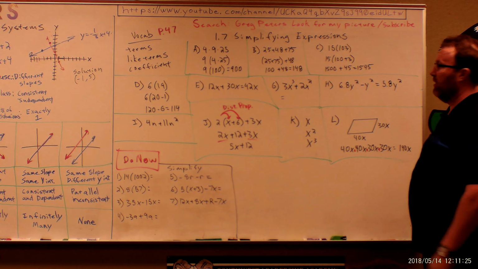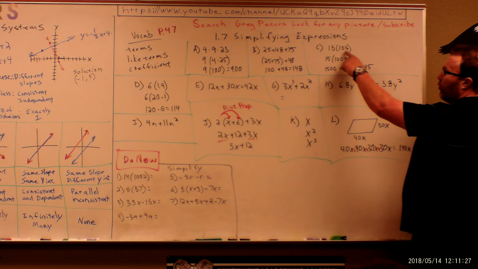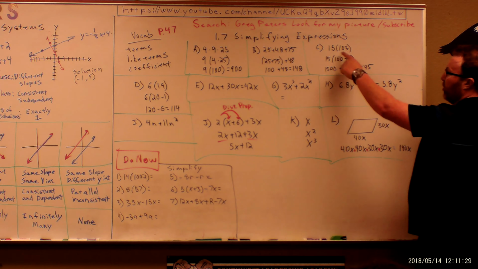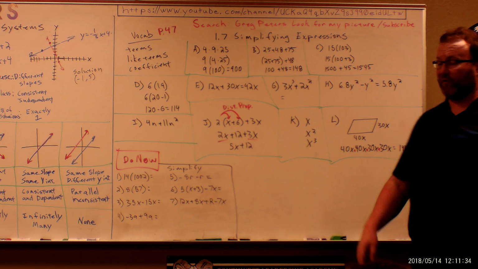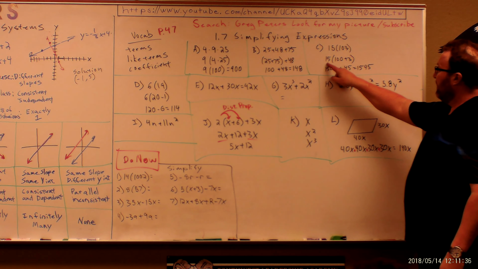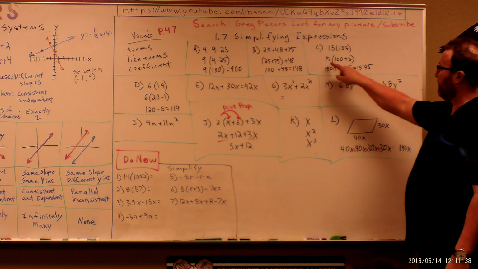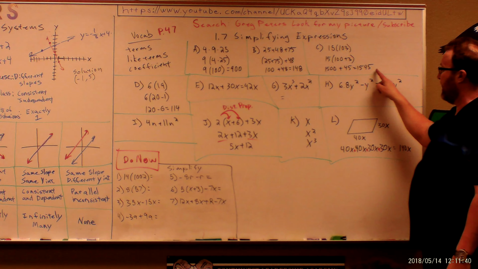Well, how do I do this one? All you're doing is reorganizing this problem to make it easier. So 100 plus 3 is the same thing as 103, right? So from here we're doing distributive property. 15 times 100, 1500. 15 times 3, 45. Now we add it together.